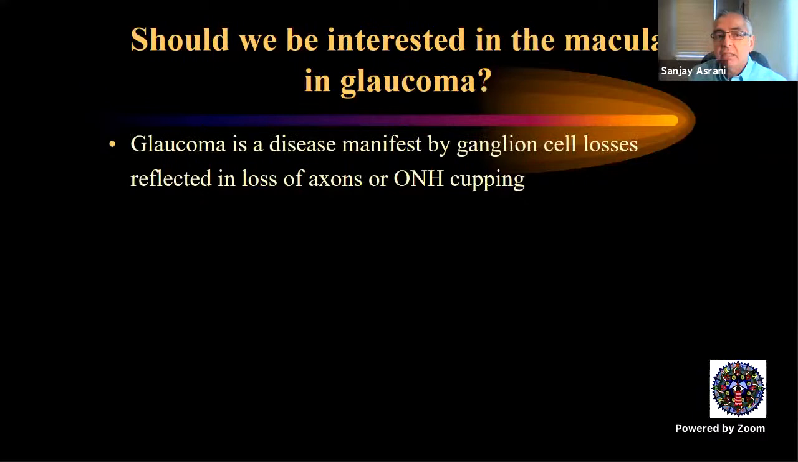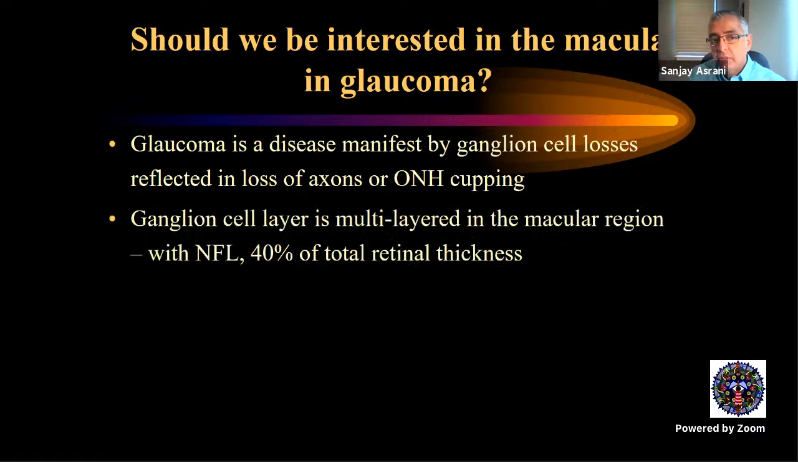Should we be interested in the macula? Of course, that's where the real problem is. The ganglion cells are dying, which is now reflected in the loss of axons or nerve fiber layer, and therefore reflected in cupping because the neuroretinal rim is thinning. Ganglion cell layer in the macula is multi-layered, and along with the nerve fiber layer thickness constitutes 40% of the entire retinal thickness.